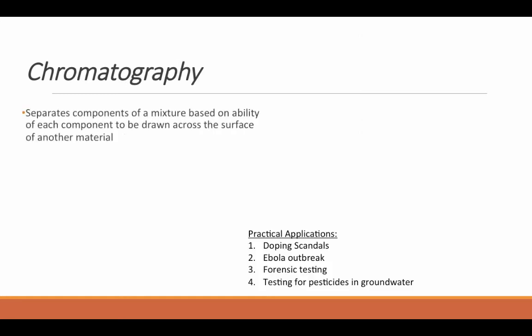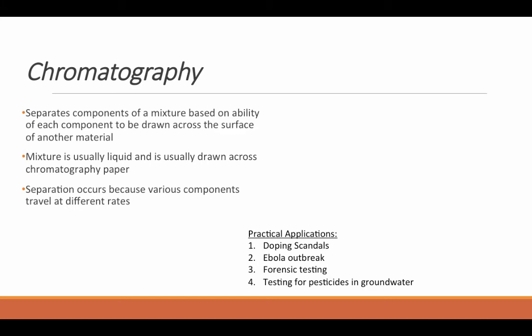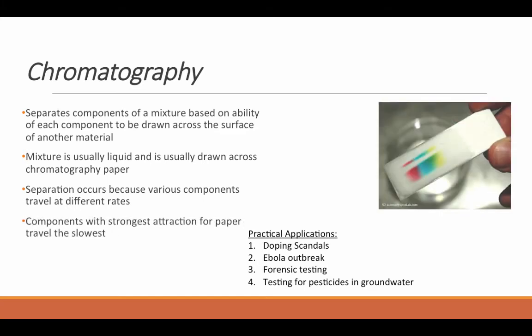The last type of separation of mixture is called chromatography. Chromatography is a little bit more complicated, but it also has far-reaching practices. Chromatography has been used in doping scandals. When athletes are using drugs that they're not supposed to be using so that it can enhance their performance, you can test for that. One of the ways to test for that drug is through the process of chromatography. The Ebola outbreak that happened recently, they also used chromatography to determine what antibiotics the Ebola was resistant to.